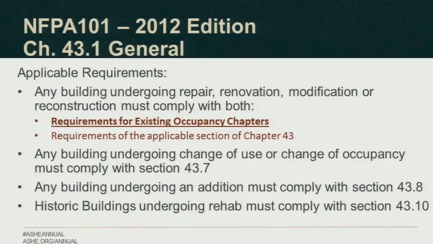Some general requirements for the whole chapter. Any building undergoing repair, renovation, modification, reconstruction must comply with the existing chapter for the applicable occupancy. So for healthcare, it would have to be compliant with Chapter 19. If you were assembly, you would have to comply with existing Chapter 13. Business, existing Chapter 39. And then you would comply with the applicable requirements from Chapter 43, which we're going to identify and talk about as repair, renovation, modification.